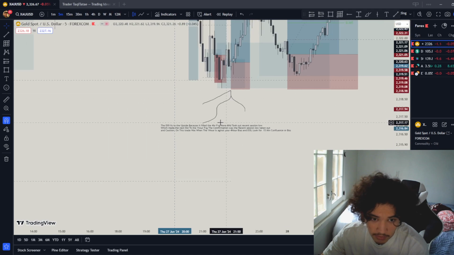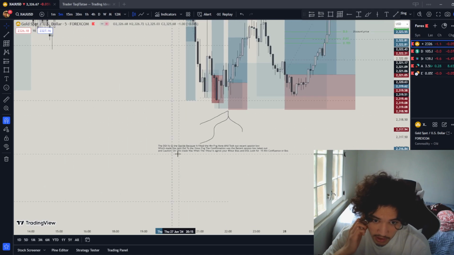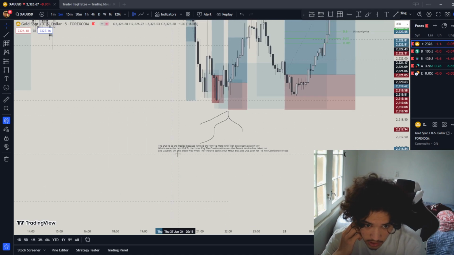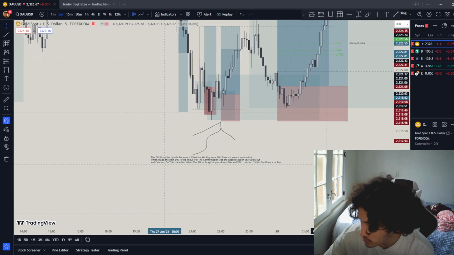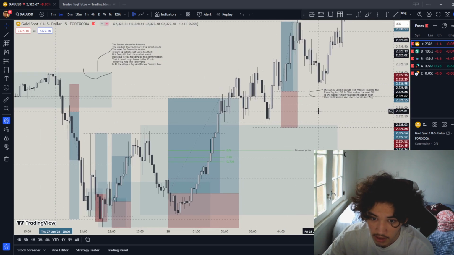And why was this up? The drawn liquidity was to the upside because they filled the 4-hour fair value gap and took resistance lows, which made the next drawn liquidity to the upside. The confirmation was the resistance lows taken out, and that cost you on this trade. When the order flow is against your bias and the drawn liquidity, look for 15-minute breakout structure or 15-minute confluence, right? So, another trade right over here.